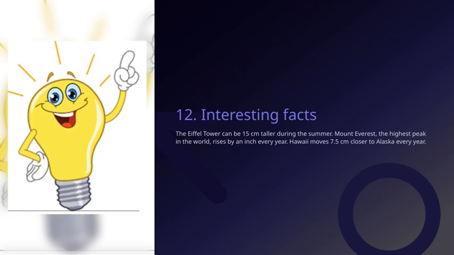Moving on to Mount Everest, the highest peak in the world, it's actually growing taller by about an inch every year. This is due to the ongoing tectonic activity in that region, which continuously pushes the mountain upward. And here's another interesting one. Hawaii is slowly drifting closer to Alaska by roughly 7.5 centimeters each year. This movement is caused by the shifting of Earth's tectonic plates beneath the ocean.